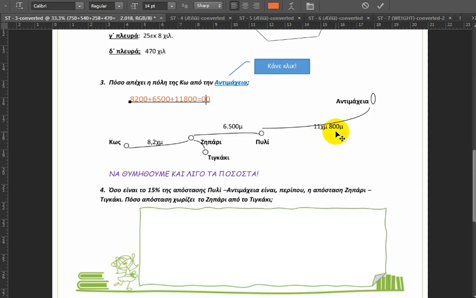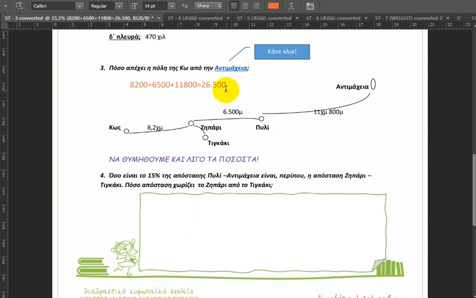So we're going to have 0, 0, and then we're going to say 8 and 5 makes 13, and 2 makes 15, so write 5 carry 1. And then 1 and 1 that I carried over is 2, and 6 makes 8, and 8 makes 16, so I write 6, I carry 1, and then 1 and the 1 that I carried over makes 2, so 26,500 is my final answer. Meters, by the way.